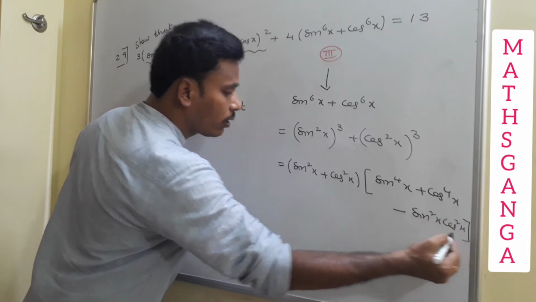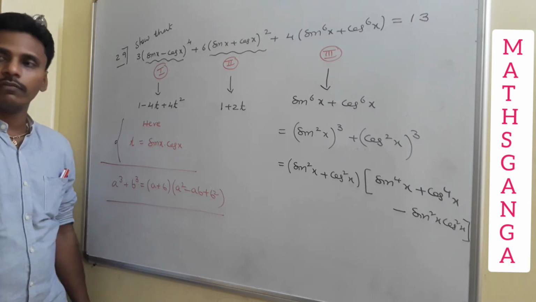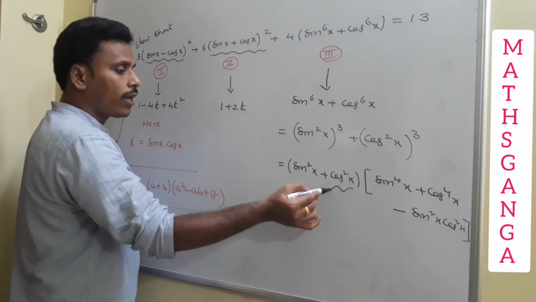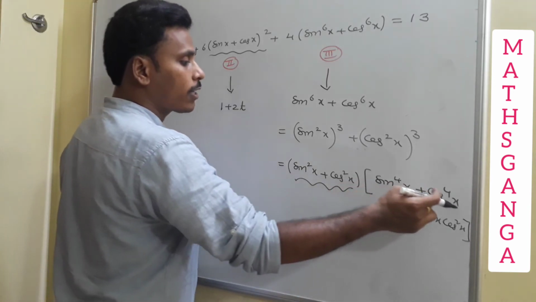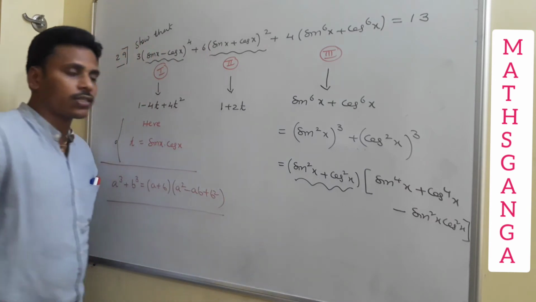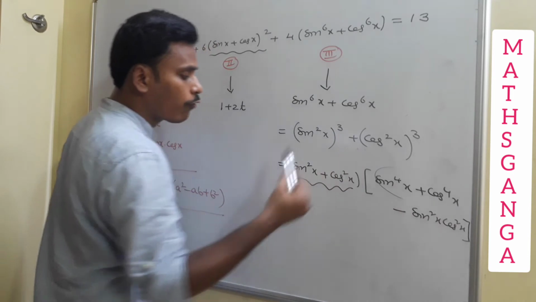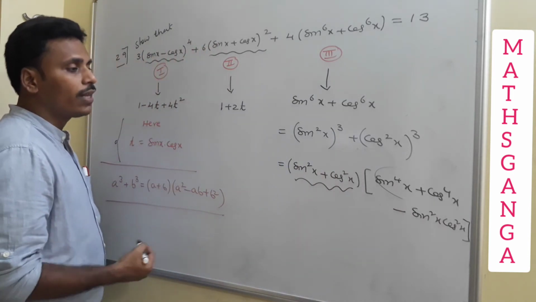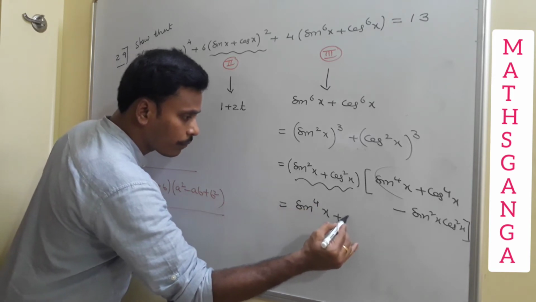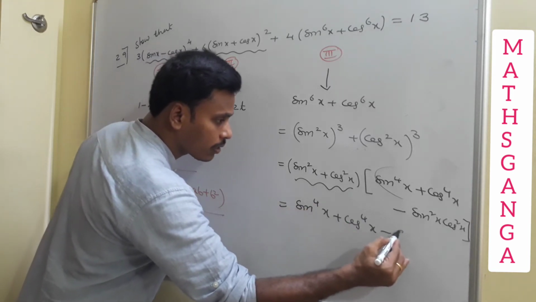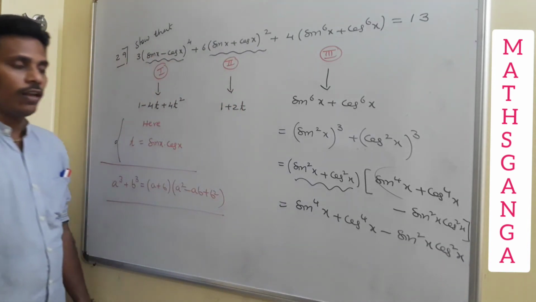Step by step I am moving. You need to concentrate here, okay? You need to follow with me, and then only you will get it easily. And sin square x plus cos square x is equal to 1. We know it. And what are we left with? Sin power 4x plus cos power 4x minus sin square x cos square x. You need to rewrite this sin power 4x plus cos power 4x. How can we rewrite it? This is equal to sin power 4x plus cos power 4x minus sin square x into cos square x. That's what we are left with here.